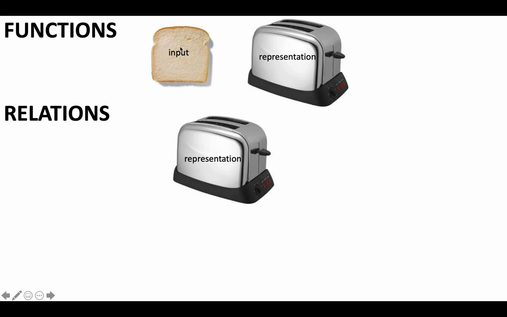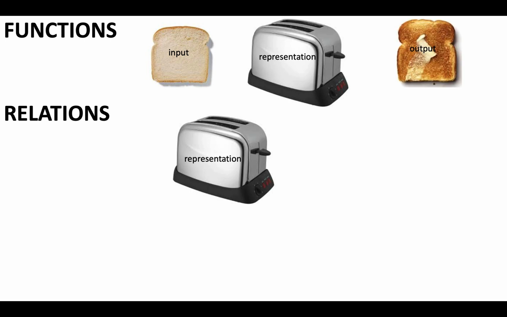That's my input. That's what I'm putting into my function, into my equation, into my table, into my toaster. If I input bread into a toaster that's working, I'll get out toast. So that's what we're going to be focusing on today, functions where you input something and then you're going to get an output. Let's talk about relations.